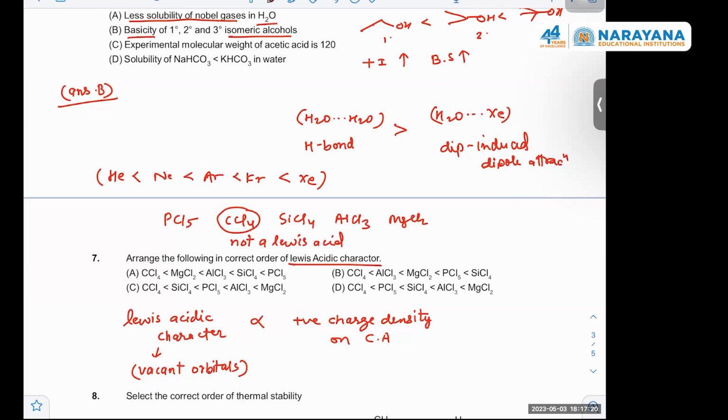Why? Because although partial positive charge will be there on the carbon, in normal conditions it does not have a vacant orbital, so it is not a Lewis acid. So when we discuss Lewis acidic character, it will be the least. So CCl4 has the least Lewis acidic character, and in all the options, CCl4 is given as least. And among the rest of them, +5, +4, +3, and +2 oxidation states are present, so positive charge density will be more in PCl5, SiCl4, AlCl3, and MgCl2. So the order will be PCl5, SiCl4, AlCl3, MgCl2, and then CCl4. Because CCl4 is least, the answer will be A.